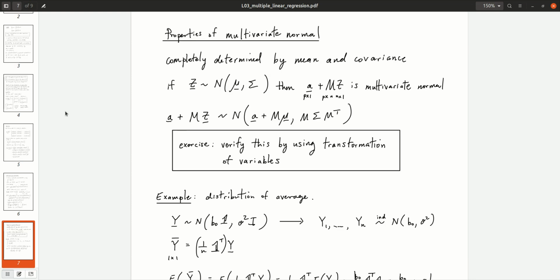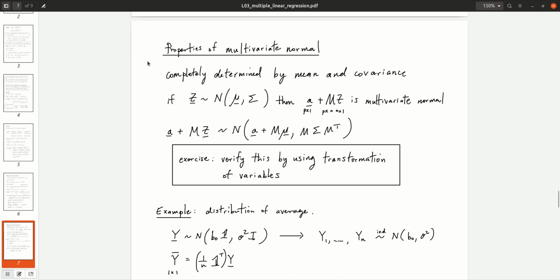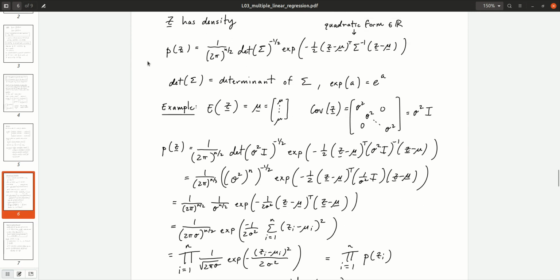All right, now we're going to work out some properties of the multivariate normal distribution. These are properties that we're going to use over and over in this course, so it's really important that you get these properties down. Okay, the first one is that the multivariate normal distribution is completely determined by the mean vector and the covariance matrix. So let's go back and I'll show you what I mean by that statement.